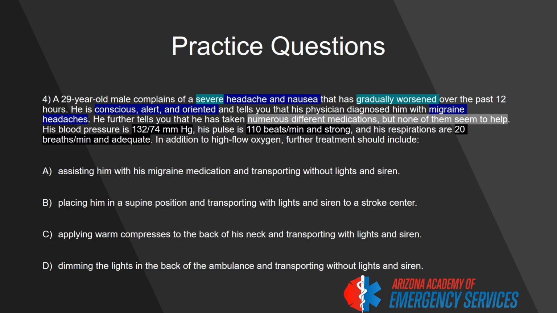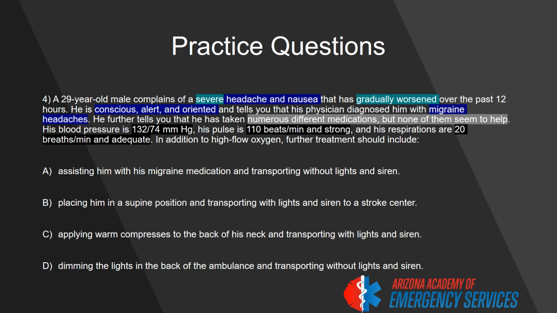Adequate's another word to look out for. That again tells you it's a descriptive term that tells you, okay, his breathing is adequate. That means that we most likely won't have to administer the BVM if it comes to that point. So in addition to high flow oxygen, further treatment should include.